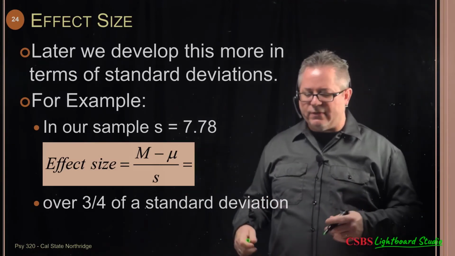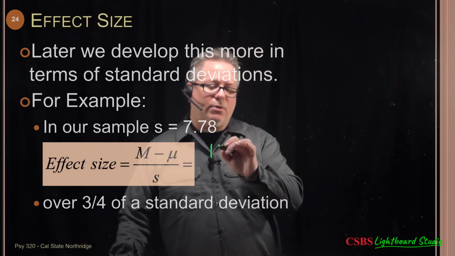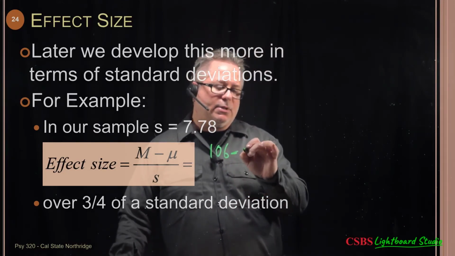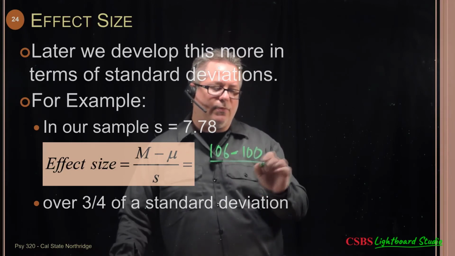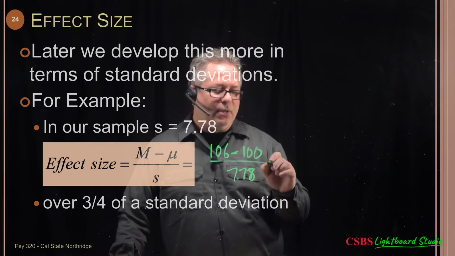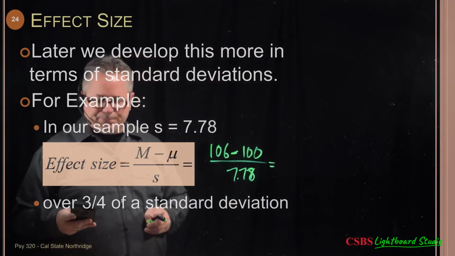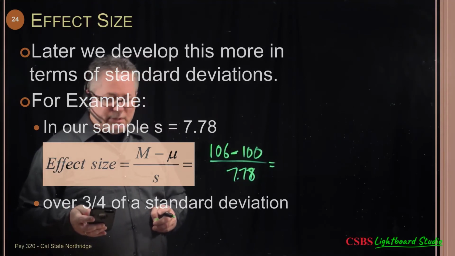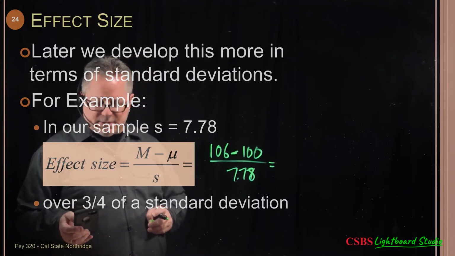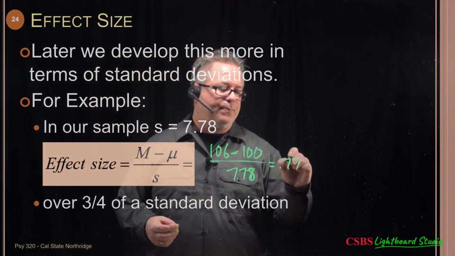So instead of thinking about the standard error, we can look at this as, all right, we had 106 minus 100 over our standard deviation of 7.78. And we could think, all right, how many standard deviations is this? So that's 6 divided by 7.78, which is 0.77. All right, so this is 0.77.